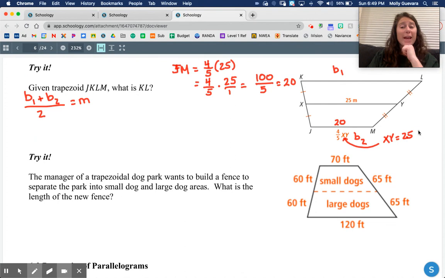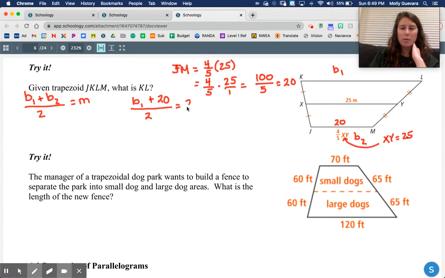So now I know what M is. I know what B2 is. I just need to find B1. So I'm going to start plugging things in. I don't know what B1 is. B2 I just found out was 20. If I divide that by 2, I get M, which is 25.